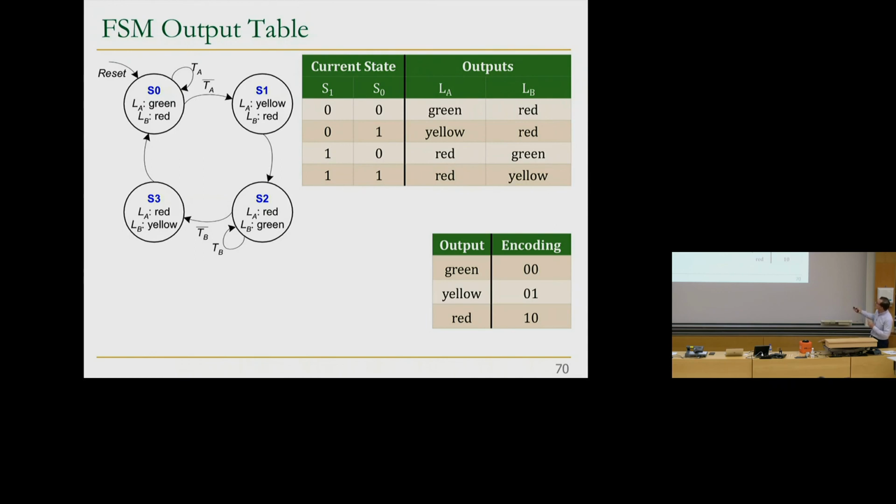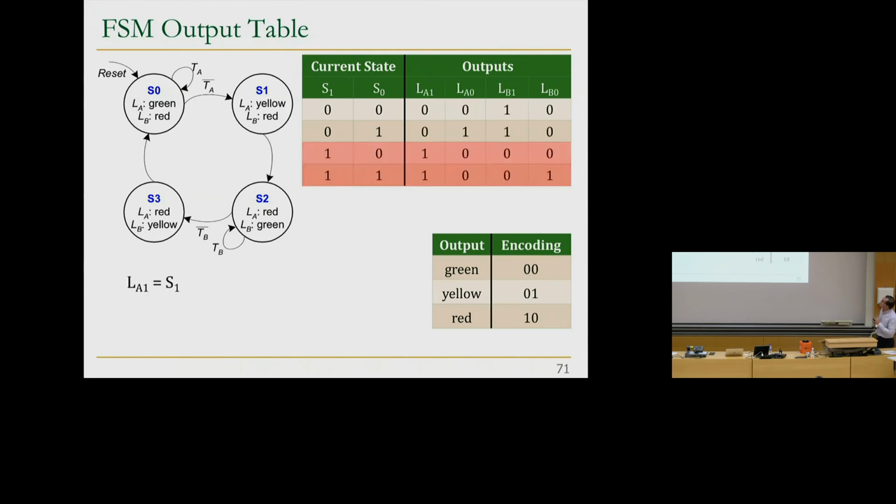Let's assume that I've assigned green to 0, 0. We have 3 outputs, green, yellow, red, for each traffic light. I'm going to encode them this way, 0, 0, 0, 1, 1, 0. And now you can actually replace these with the encodings that I have, and if you do it correctly, this is what you will get. So this is the first bit, highest bit of light A, lowest bit of light A, highest bit of light B, lowest bit of light B.